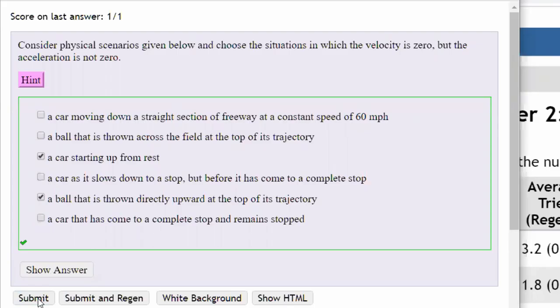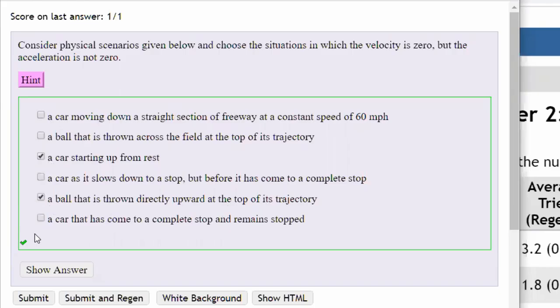Now, suppose you know that that's the answer, that this is correct and this is correct. As in, when you have a car starting up from rest, then the velocity is 0 at that moment in time, but the acceleration is not 0. And a ball that is thrown directly upward, at the top of its trajectory, also matches that condition, and none of the other choices match the condition. And so, once you get to this point, then you know what the correct answer is. And that's good.